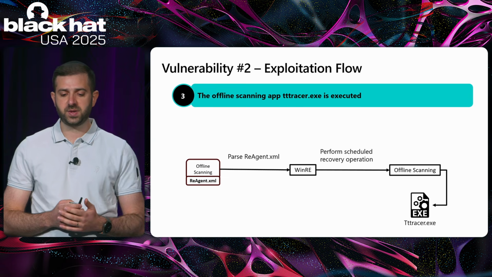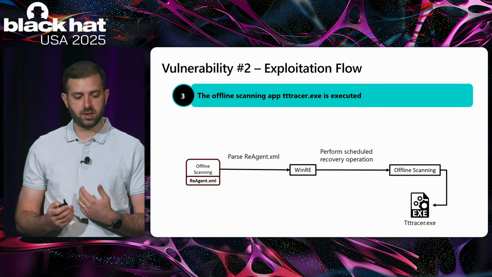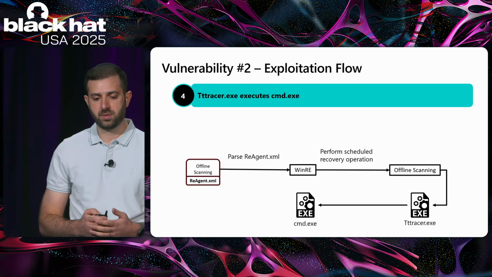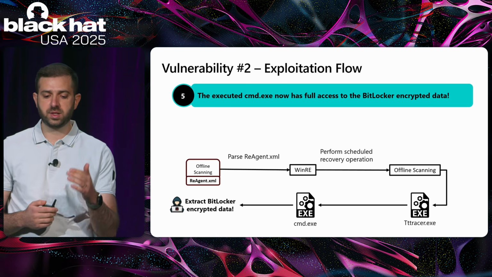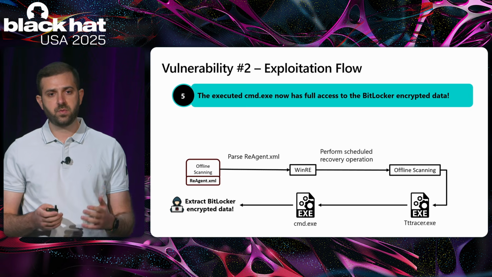It will execute tttracer, which will trace any binary set. We specified CMD. So in our case, it will launch and trace CMD. And at this specific point, while still in auto unlock state, we have shell access with the main OS volume fully unencrypted.